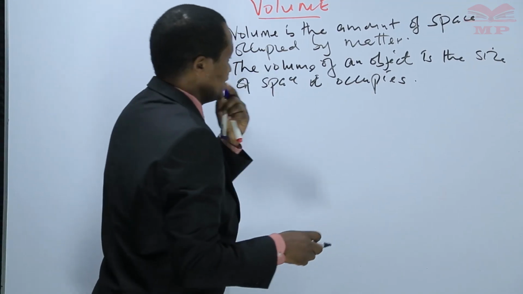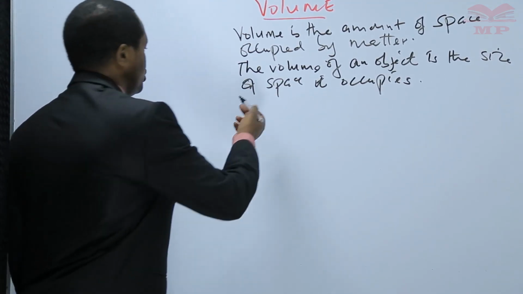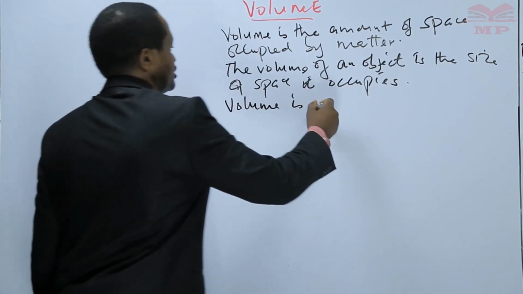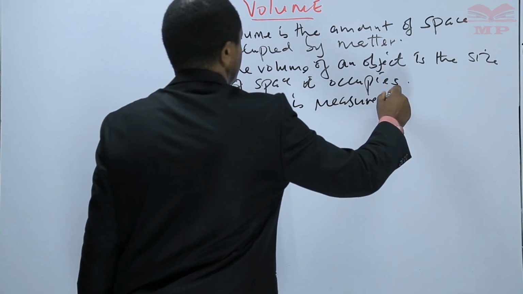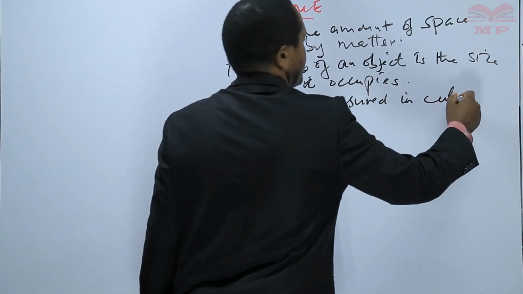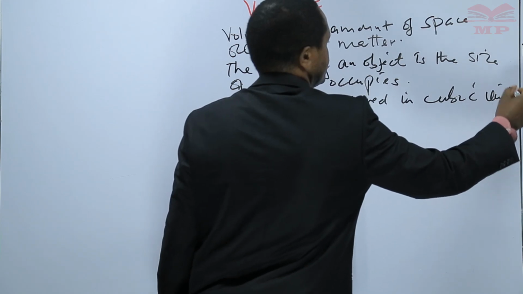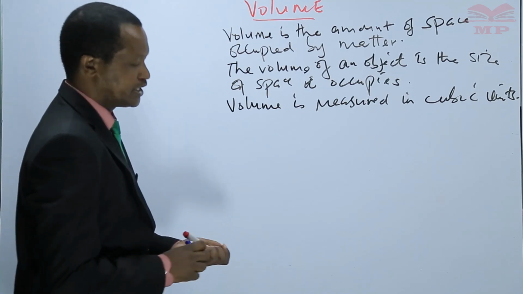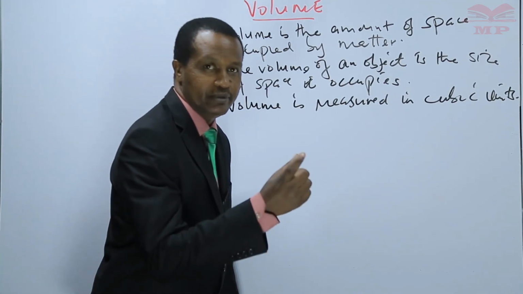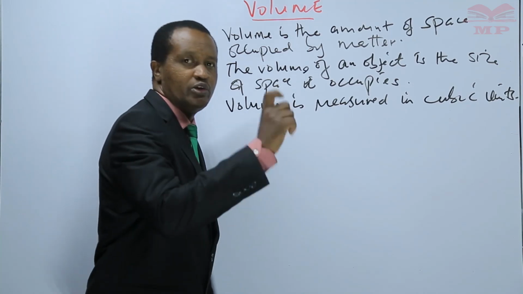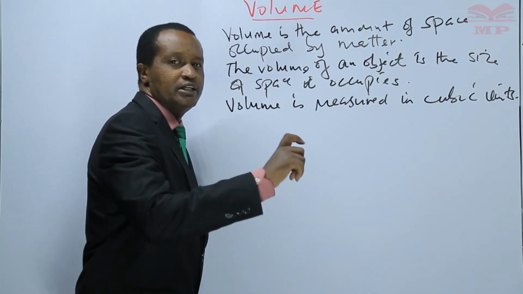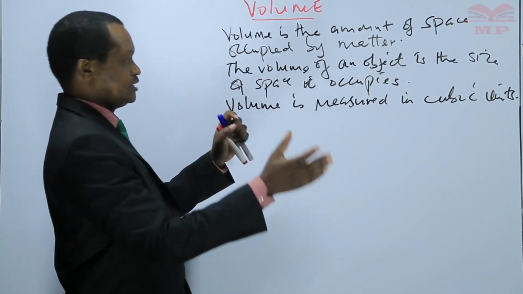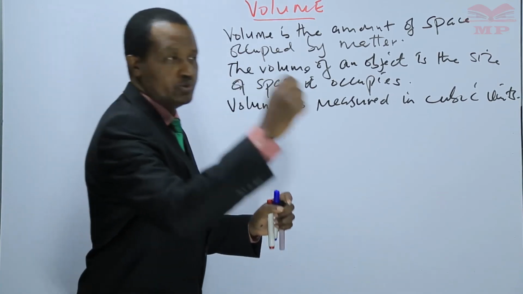And this measurement, you can write: volume is measured in cubic units. Cubic units can be cubic millimeters, cubic centimeters, cubic meters, cubic decimeters, cubic decameters, and so on.